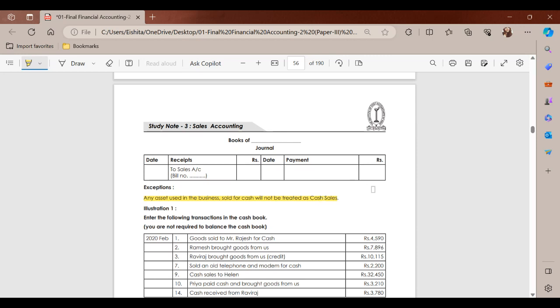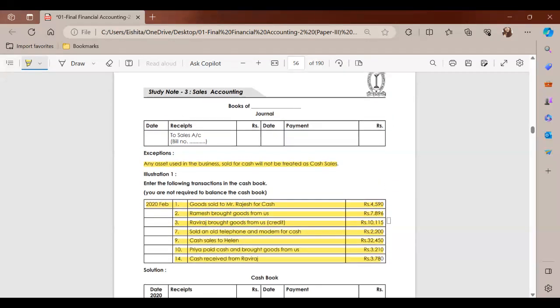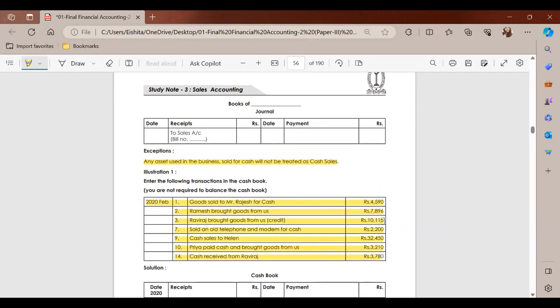There is an exercise for you. So I am giving you 5-10 minutes to do this exercise. Just do this exercise. Which entry you will record, which entry you will not. Just make a note of it. Your time starts now.